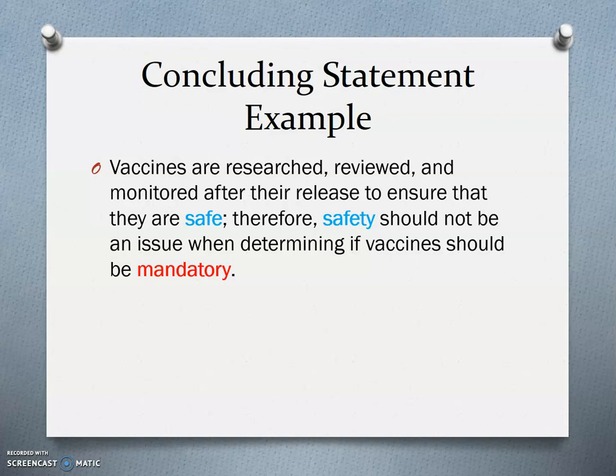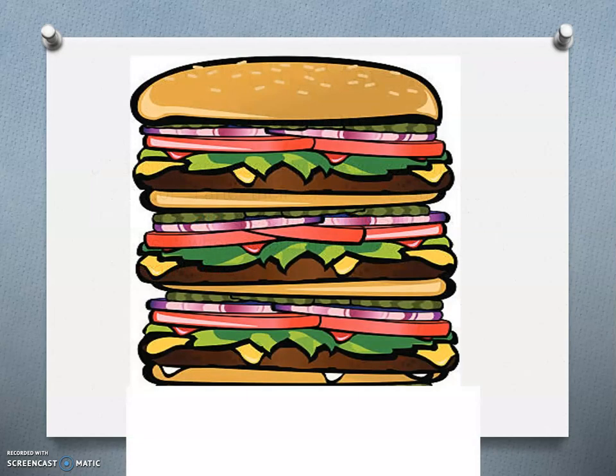I've brought up my topic word several times, this idea of safety, and then ultimately I've tied it back to my claim of vaccines should be mandatory. So you can see that it's done all three of those. It's recapped, it's pointed out the topic, and it's connected back to the claim.